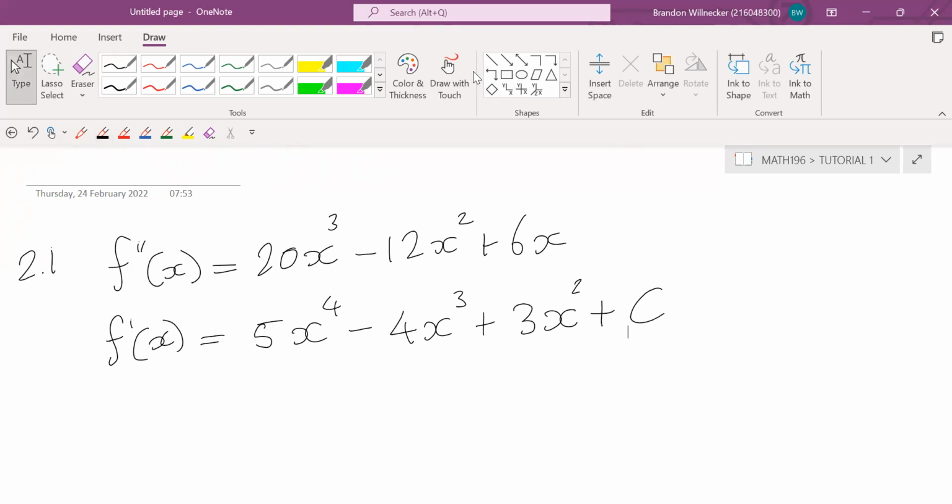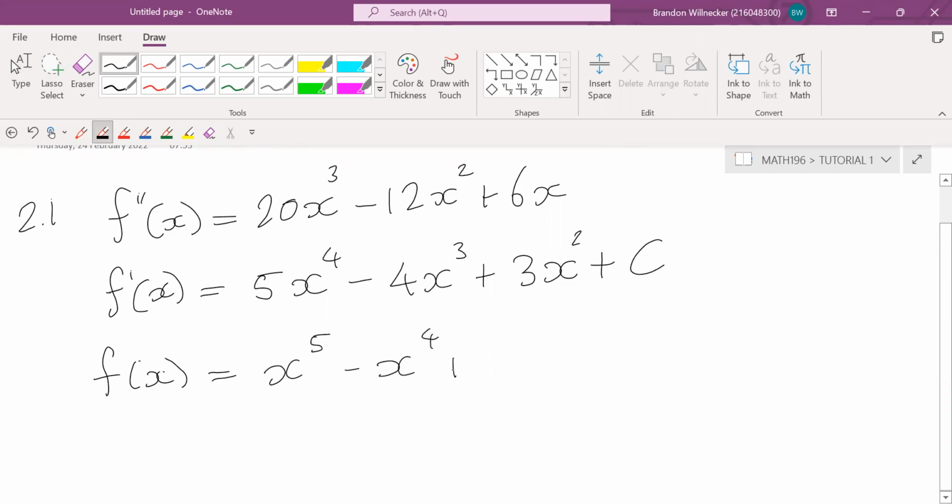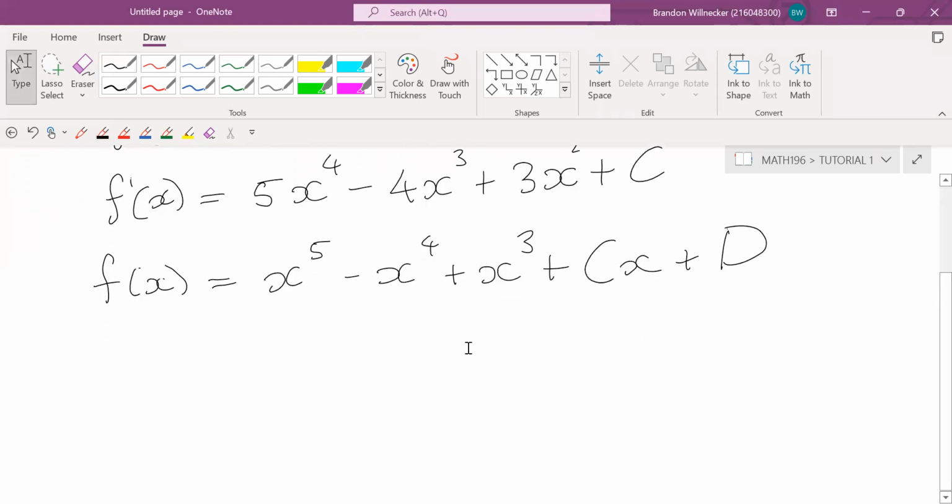Okay, if you take the antiderivative once, you go from the second derivative to the first derivative. Now we want the original function, so we need to do the antiderivative again. So here is going to be x to the 5 minus x to the 4 plus x cubed plus cx. Now again, whenever we do the antiderivative, we need to add a constant. But in the previous line, we've added a constant c. So now we can add another constant d. Okay, let's look at the next one, 2.2.